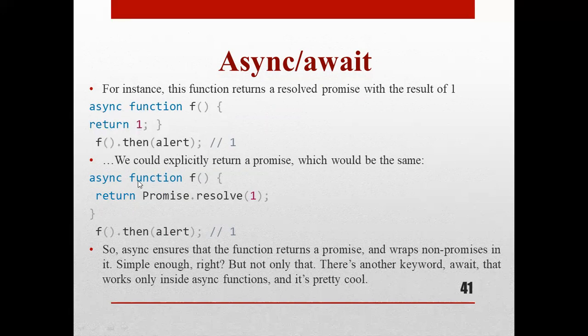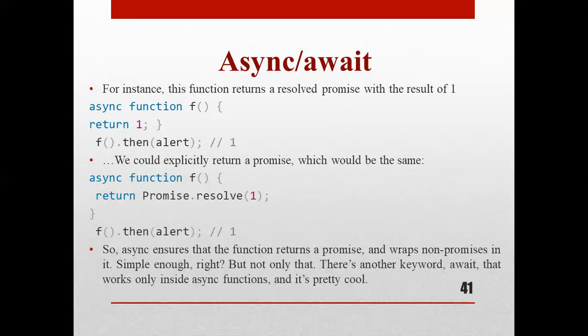Here we could also explicitly return a promise. Here you can see async function f, and the body contains return Promise.resolve(1). Then close the body and call that function, f().then(alert). So this will print 1. So async ensures that the function returns a promise and wraps non-promises in it.